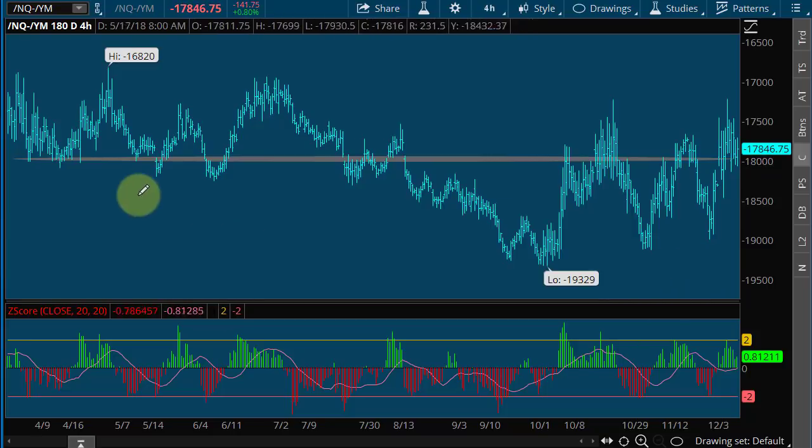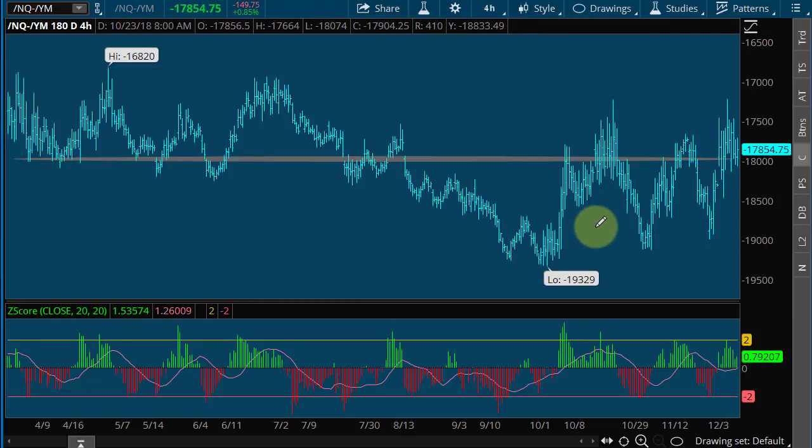A mean reverting trade. When we're up here, the Nasdaq's expensive relative to the Dow. It doesn't mean the Nasdaq's expensive. It means the Nasdaq's expensive relative to the Dow. When we get down here, the Nasdaq is inexpensive.